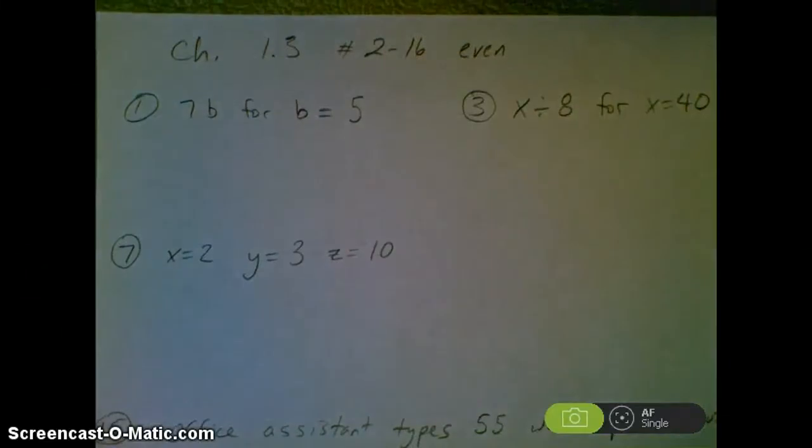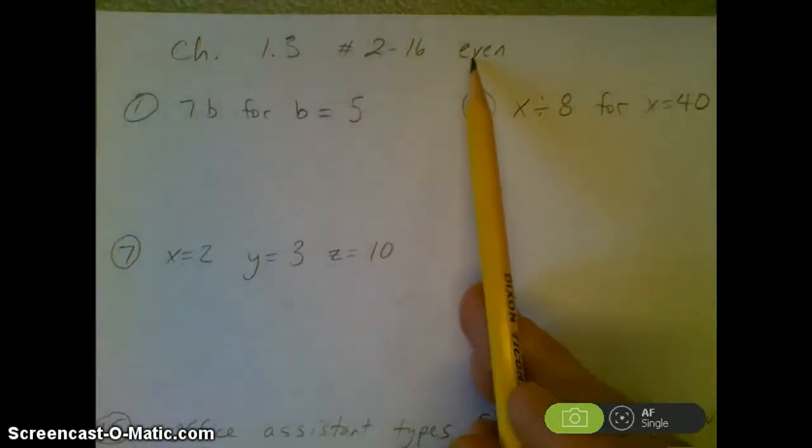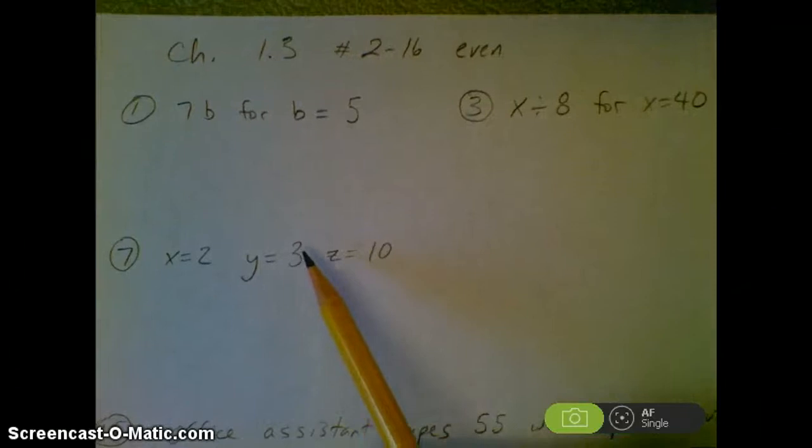This is help for Chapter 1, Section 3, Evaluating Expressions. The homework was number 2 through 16 even, so I'm actually going to work through some odds so that you can do the evens on your own.